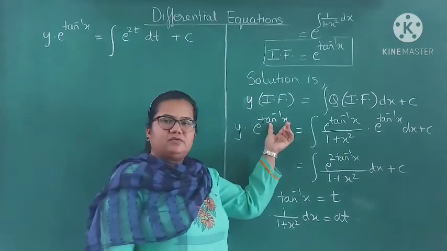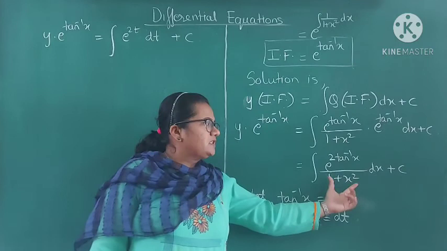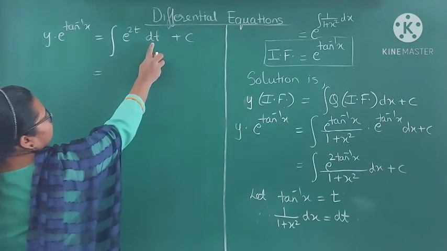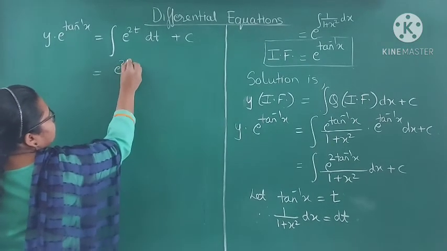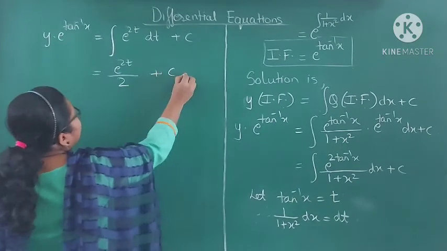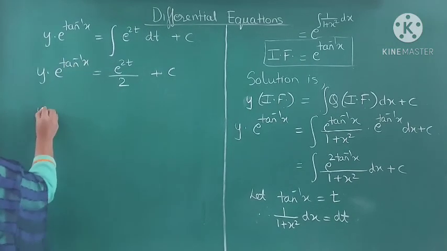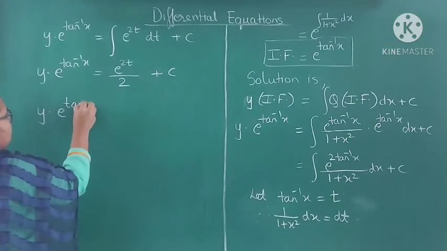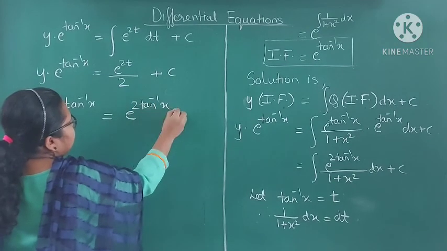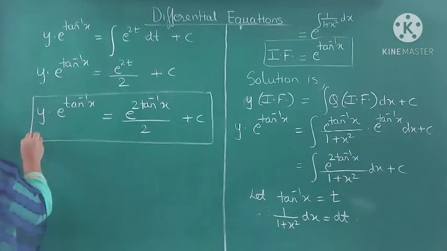Now here also you have tan inverse x on the LHS, but we are doing this substitution to make the integration simpler. So we substitute only where needed, not on the LHS. So what is integration of e raised to 2t with respect to dt? It is e raised to 2t divided by 2, since the coefficient of t is 2, plus c. So y into e raised to tan inverse x. What is your final answer? Y into e raised to tan inverse x equal to e raised to 2 times tan inverse x upon 2 plus c. So this becomes your general solution for the given differential equation.